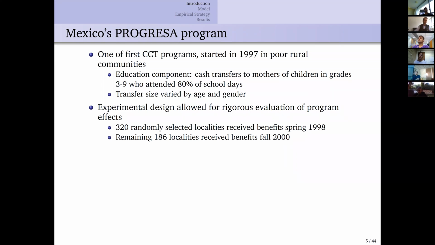Now, as I mentioned initially, this program was rolled out experimentally, and this allowed for the rigorous evaluation of program effects. So an evaluation sample of about 500 localities was selected, and then 320 were randomly selected to start receiving the benefits of the program in spring of 1998. And then the remaining localities started receiving the benefits about 2 years later in the fall of 2000.